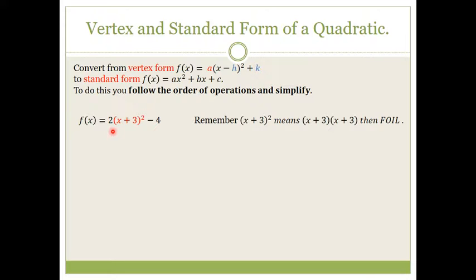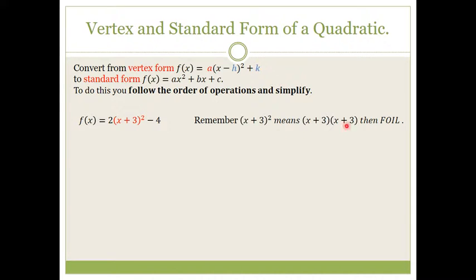So if I look at this vertex form right here, this equation we have, order of operations would say we do parentheses. Well, I can't add an x and a 3, so I can't simplify that anymore. Then I've got to do exponents. Oh, we do have an exponent. We're raising that quantity, x plus 3, to the second power. What you've got to remember is that x plus 3 squared does not mean x squared plus 3 squared, right? It means the whole quantity is being multiplied by itself. So x plus 3 squared means x plus 3 times x plus 3.